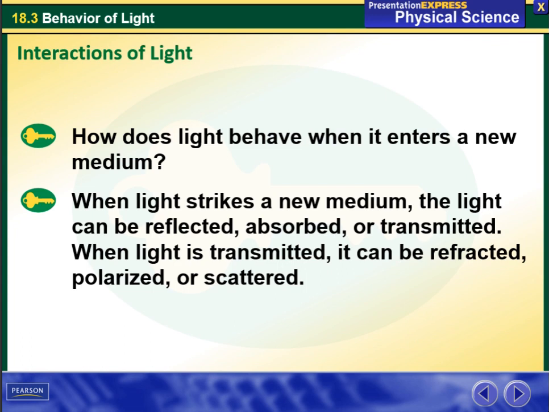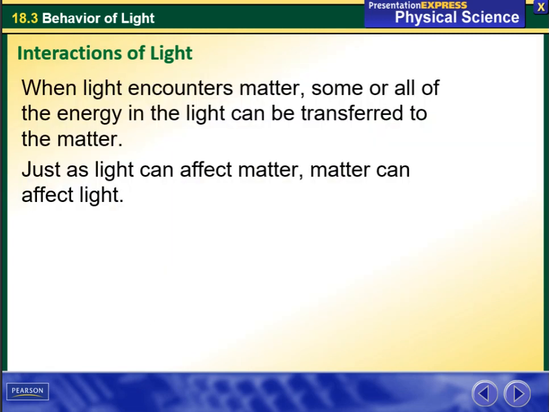Then we are going to be moving to talk about the interactions of light. How does light behave when it enters a new medium? When light strikes a new medium, the light can be reflected, absorbed, or transmitted. When light is transmitted, it can be refracted, polarized, or scattered.